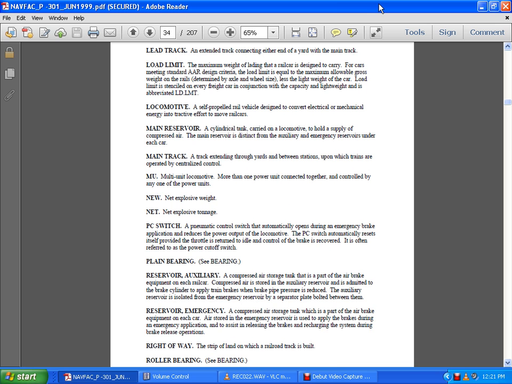The load limit is equal to the maximum allowed gross weight on rails, determined by the axle and wheel size, minus the light weight of the car. The load limit is stenciled on the freight car alongside the capacity and light weight, and is abbreviated LD LMT. The locomotive is a self-propelled vehicle designed to convert electrical, mechanical, and chemical energy into tractive effort for the movement of rail cars.